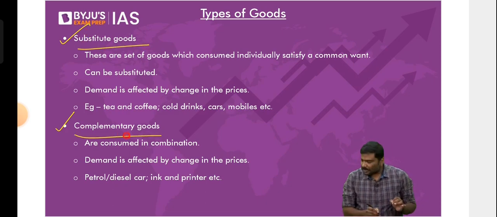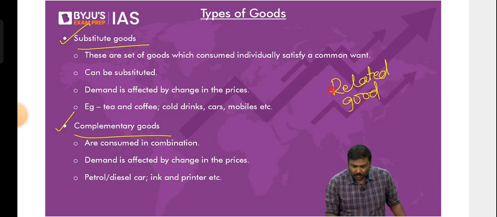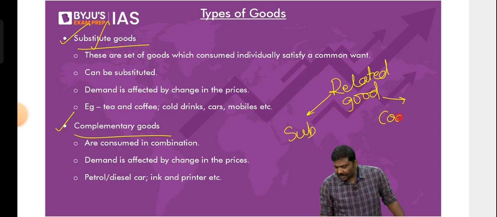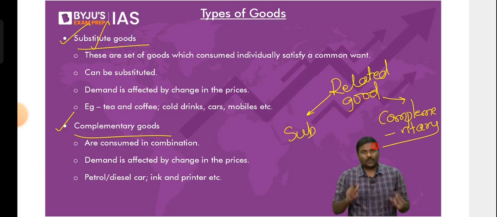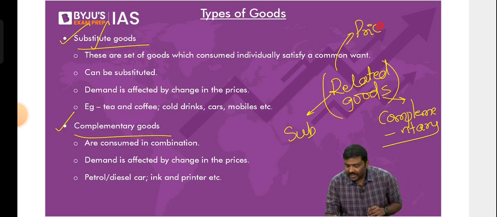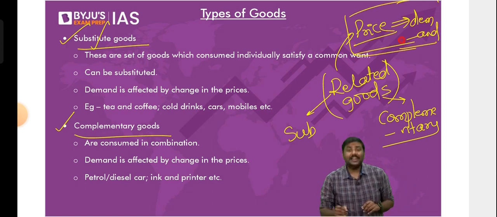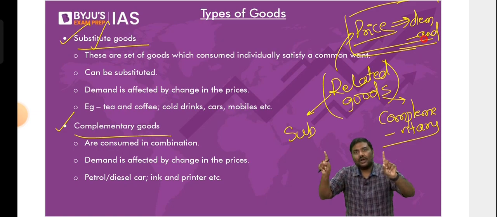A substitute good and a complementary good. Now, what do you mean by substitute and complementary? By the way, whenever you say related good, these are 2 types. One is a substitute good, and the second one is a complementary good. But first and foremost, what do you mean by related good? What's the definition of related good? Related goods are those goods where the variation of price in one good will have an impact on demand for another good. I'll repeat the statement here. Variation in the price of one good will have an impact on demand for another good.